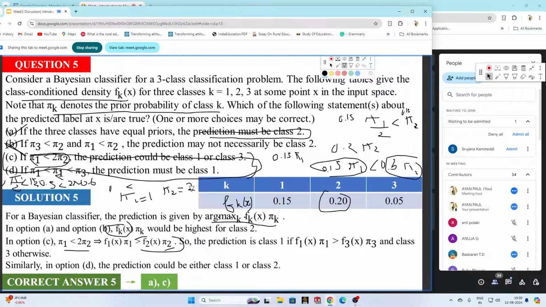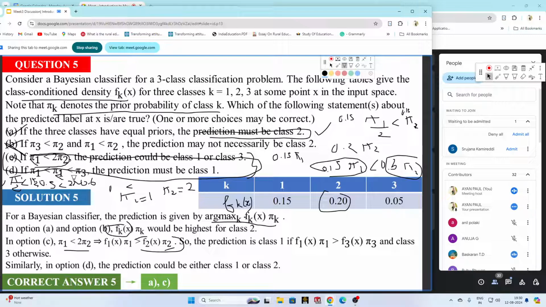So this will be your class 2. So option A is correct. Now what about option B? Option B, again pi 2 is greater than pi 1 as well as pi 3, and also f2 is greater than f3 and f1. Okay, so option B is wrong. Okay, and please check about C and D. C, I think, should be wrong. And D is also wrong actually, there is some problem with the question.